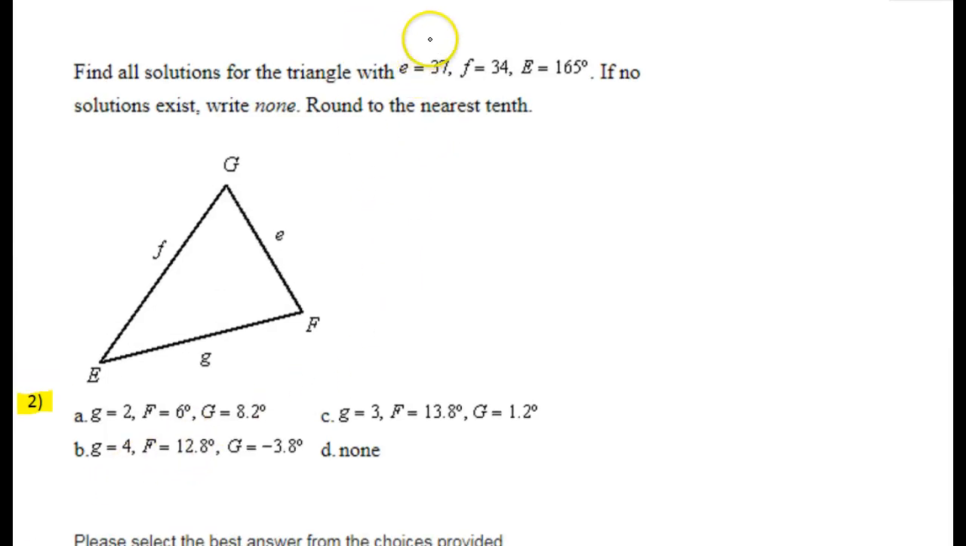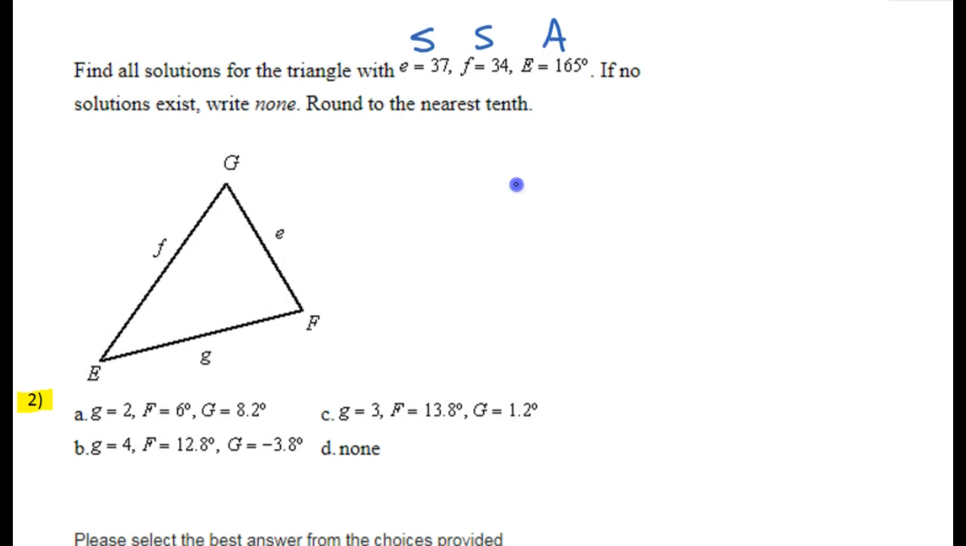Whenever you're given a side and an angle that's not between those two sides, in other words, whenever you're given side-side-angle, it's called the ambiguous case, because we don't know yet if you can even form a triangle out of this information. And if you can, will it be one triangle or two triangles? We don't know. So we have to investigate.